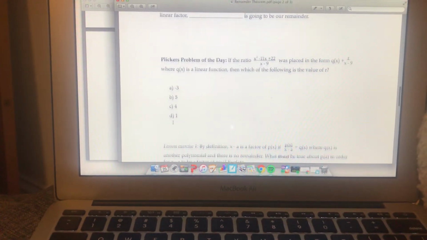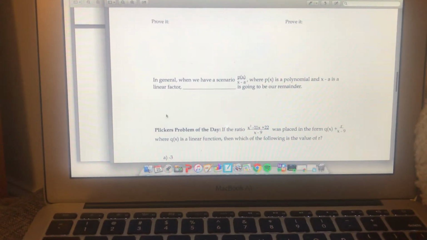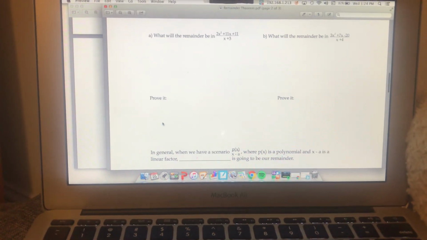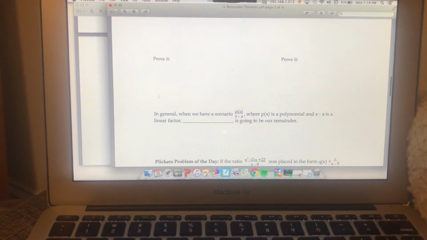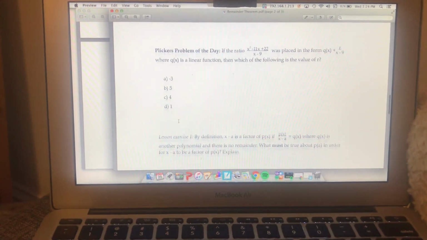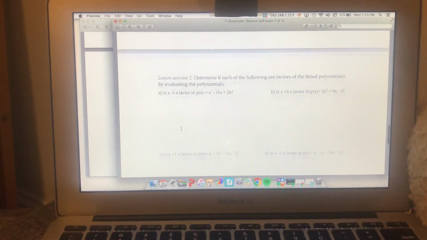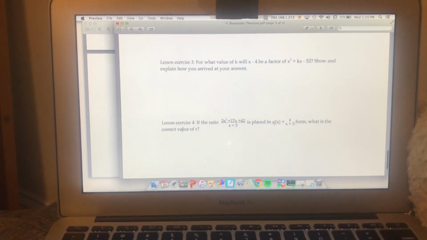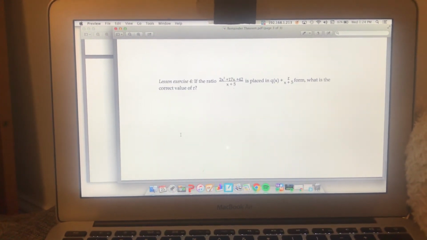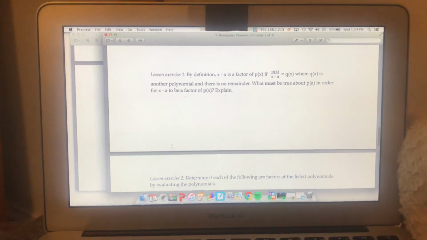All right, have fun, enjoy. You must complete these two examples, A and B. You must draw your conclusion here. You must complete Plickers and lesson exercise 1 for full credit. Lesson exercises 2, 3, and 4 will be extra practice if you want to complete, but definitely up to lesson exercise 1.